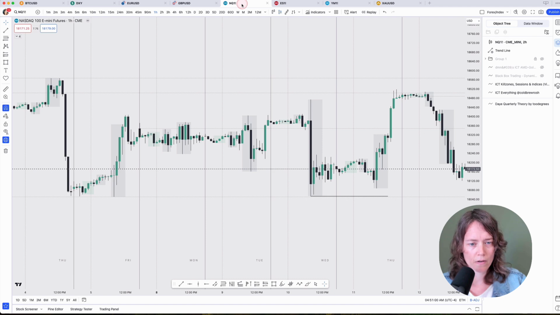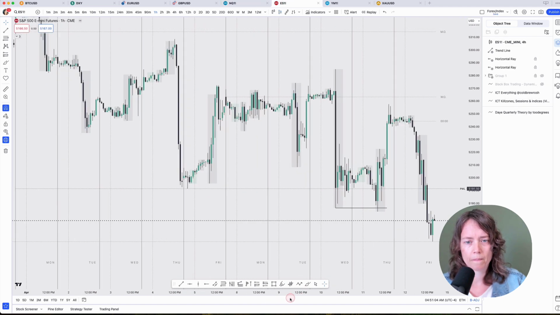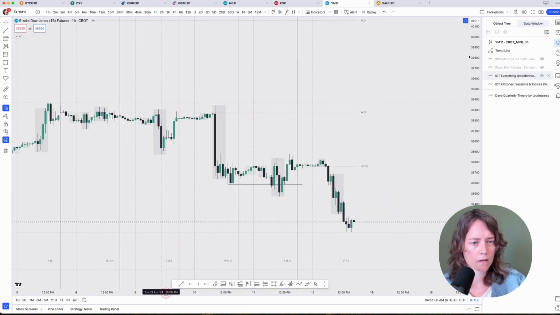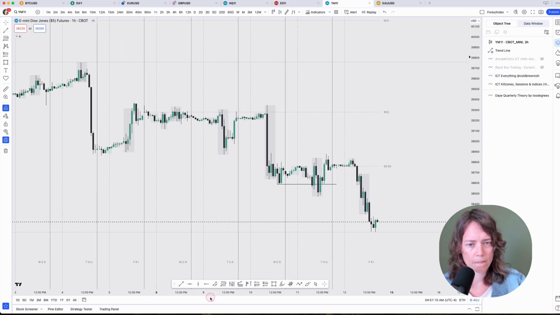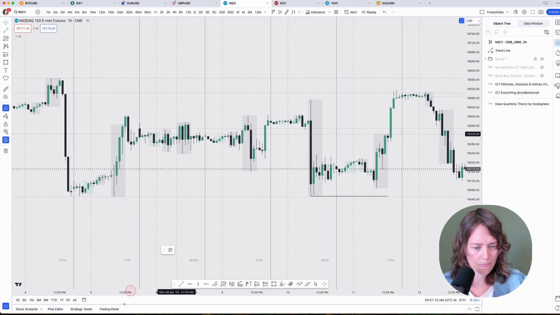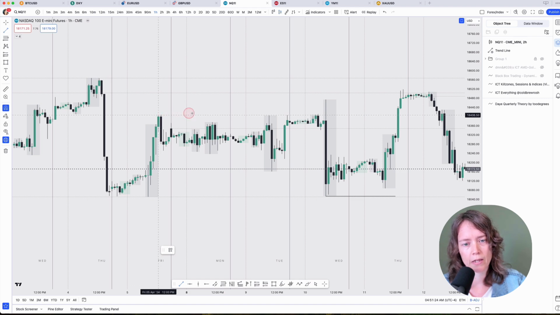Then let me go over another example. Let me see where. Yeah, we have another one. So this was actually also one I called out in my community because I was waiting for it. I was waiting for it on Monday, but it didn't happen. I wanted Monday to take out Friday's high and create an SMT divergence between Friday's high and Monday, but it didn't happen. We had a choppy day because there was no news and it was just accumulation.